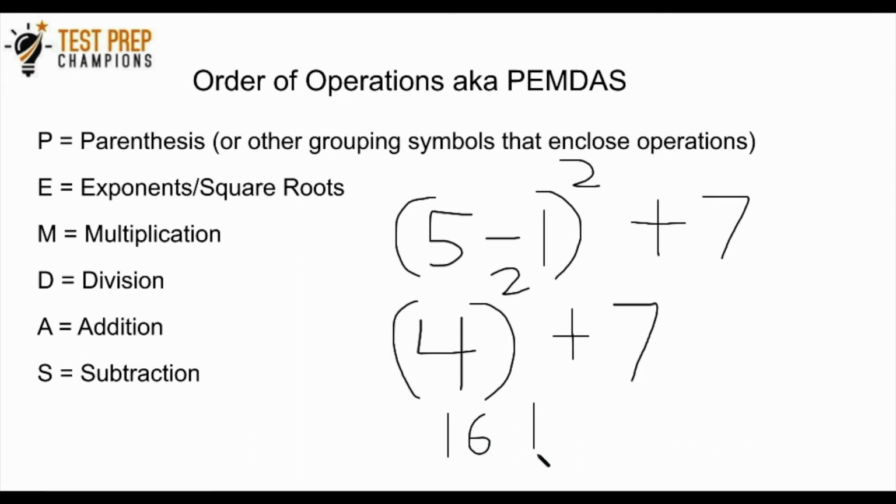All right, so let me rewrite this yet again, and we've got 16 plus 7. All right, this is a plus sign here. 16 plus 7. So now we've done the parentheses, we've done the exponents. So next we would want to check, do we have any multiplication? No, we don't. Do we have any division? No, we don't. Do we have any addition? Yes, we do. All right, so 16 plus 7 is 23. So the answer here is 23.